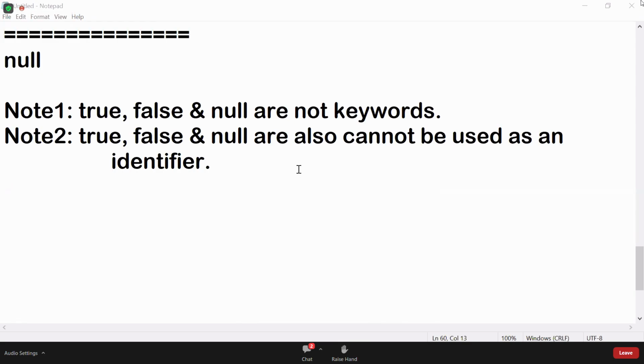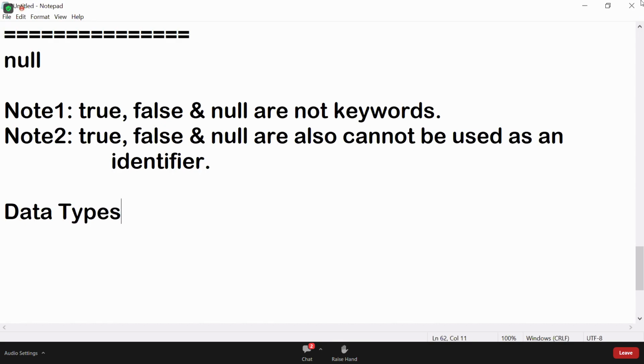Now, identifiers completed, keywords completed, literals completed. Three categories, three concepts completed. Next, still data types, variables, and operators are there. With these concepts, more logical parts are possible. Now, next, data types.